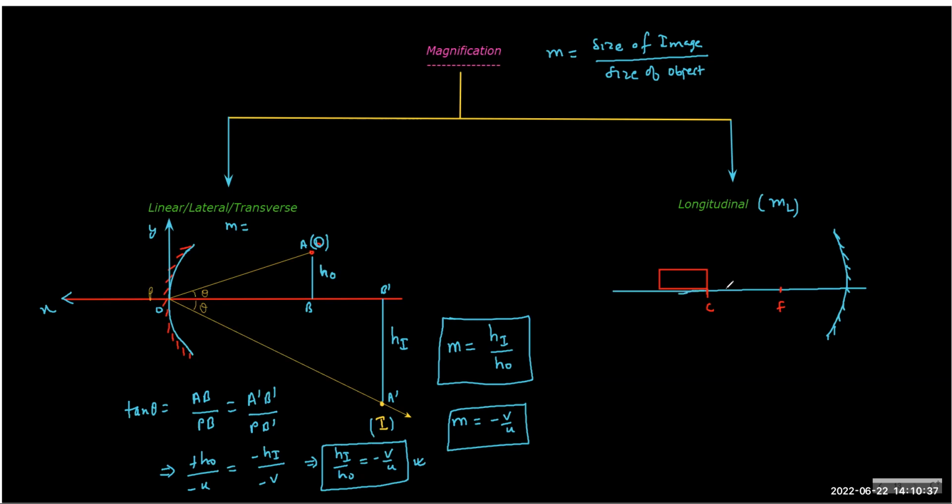If the object is near C, this portion will form the image exactly there only, because anything at C will form the image at C only, correct? But anything beyond C will form the image on the other side. So anything left of C will form the image on the right side. So this end will be somewhere here, maybe here. And not only that, it will be a smaller size, something like this. So roughly, don't take it exactly.